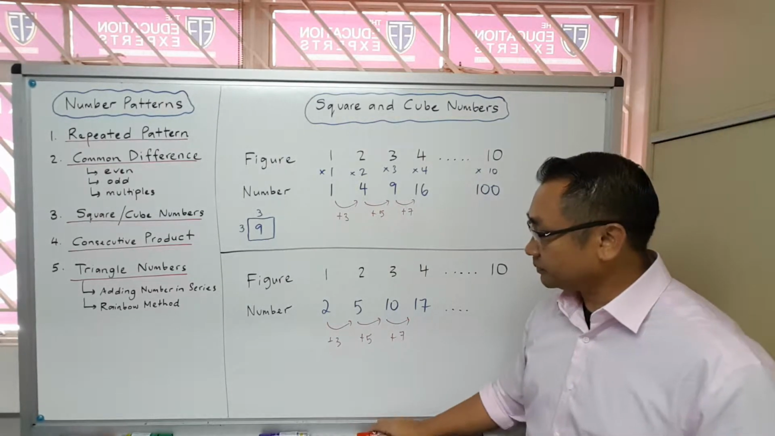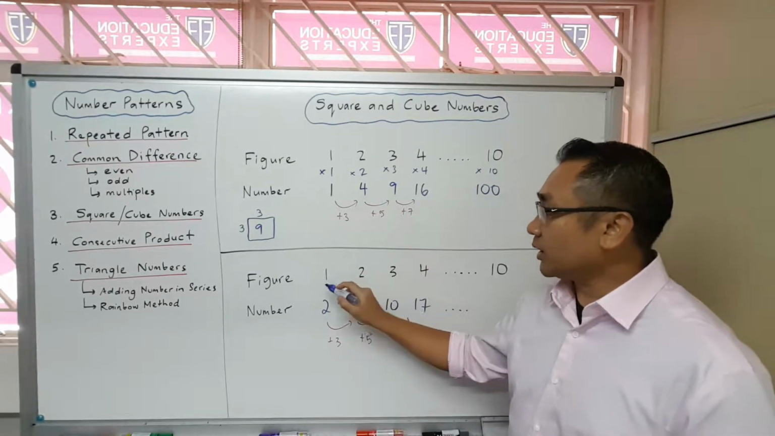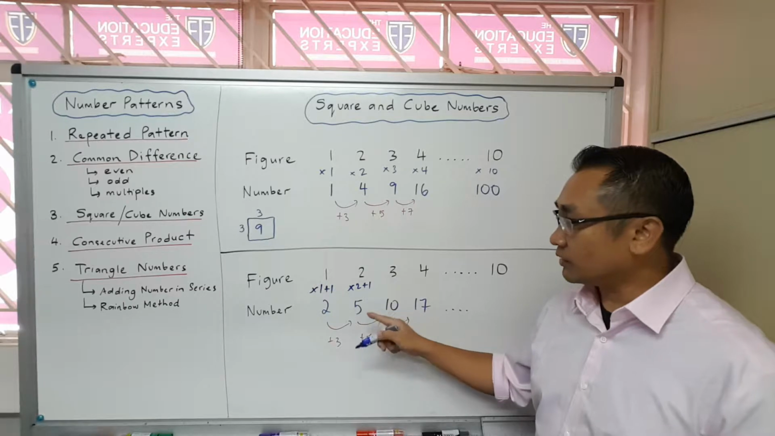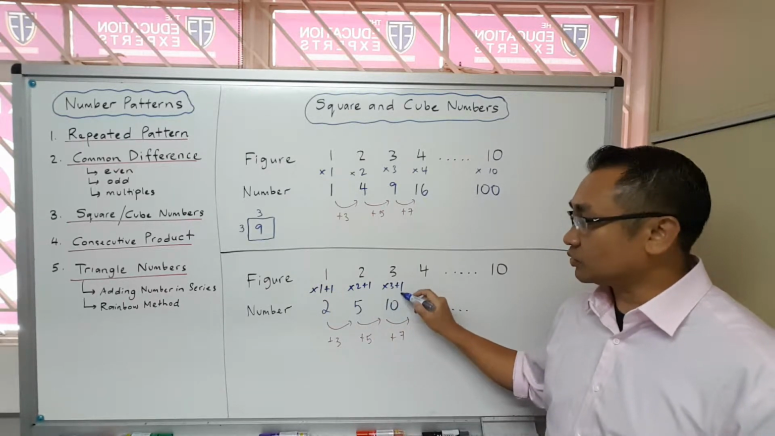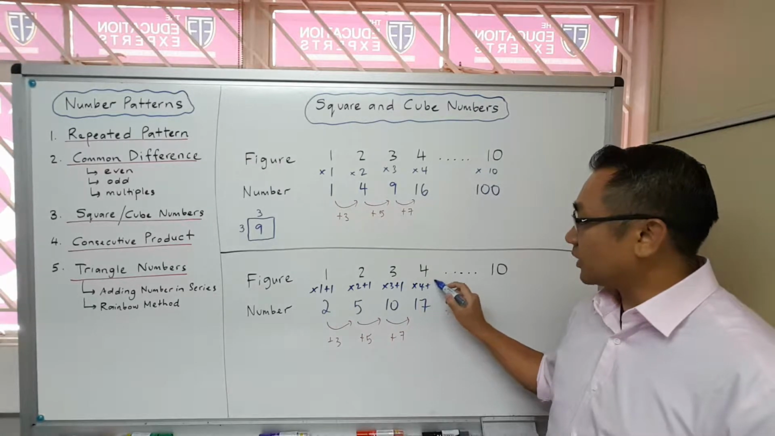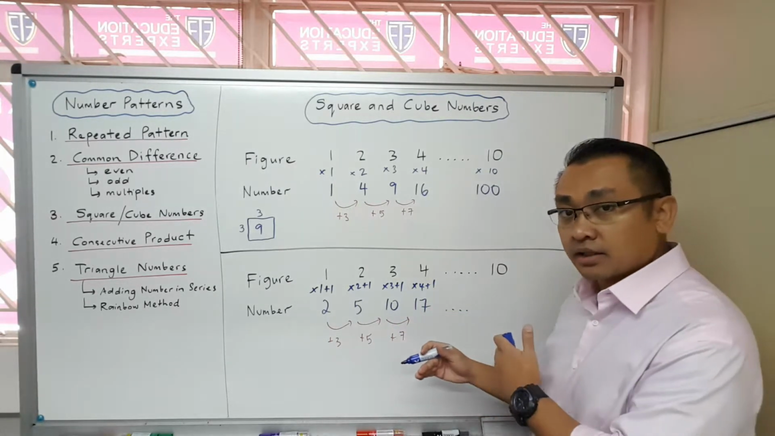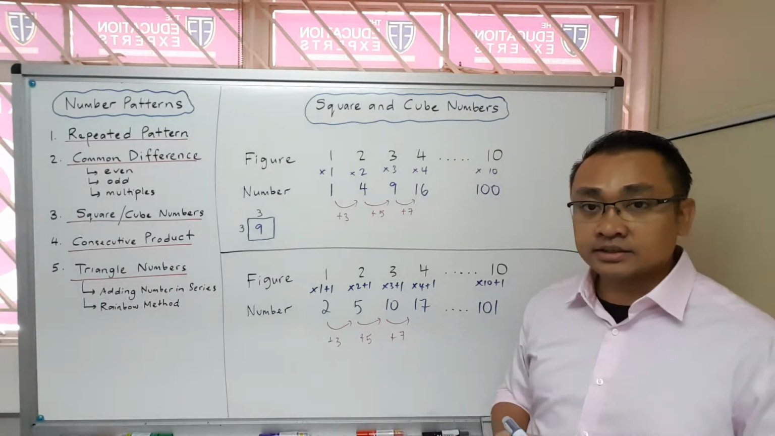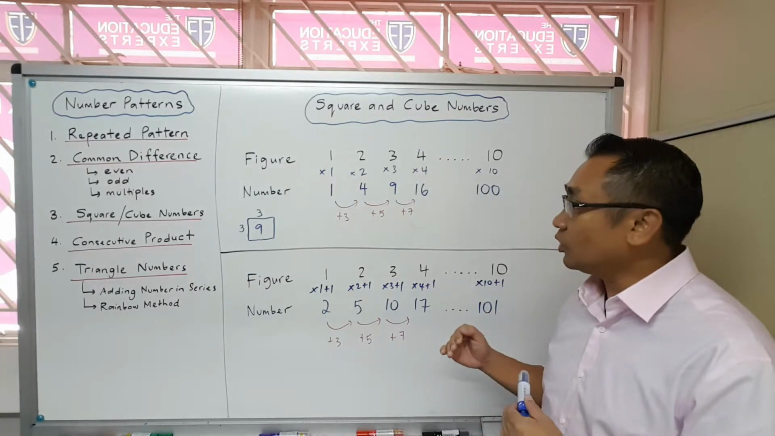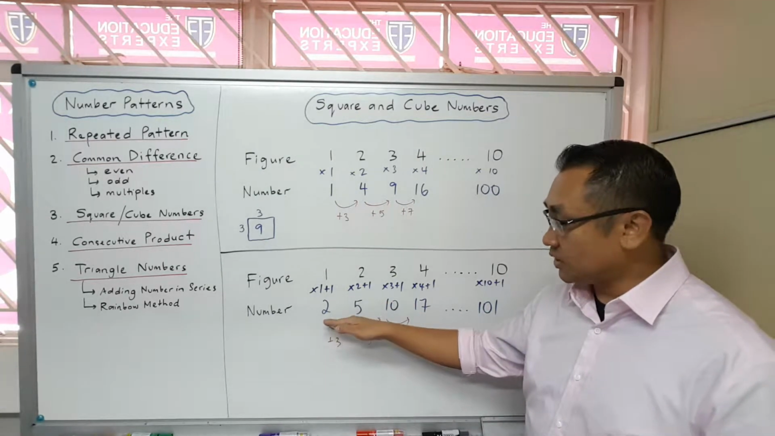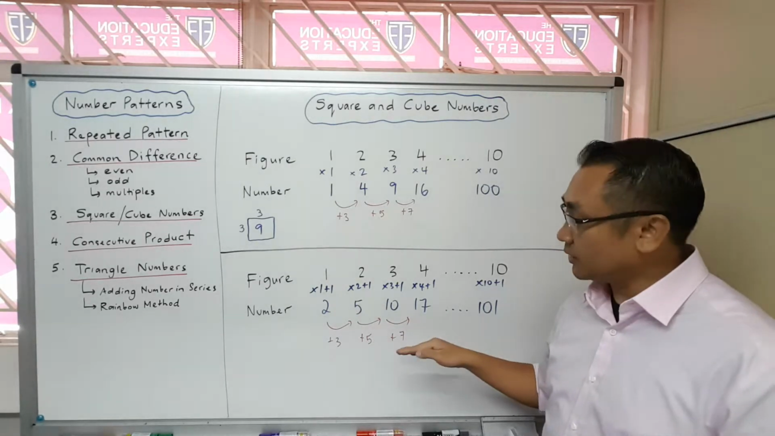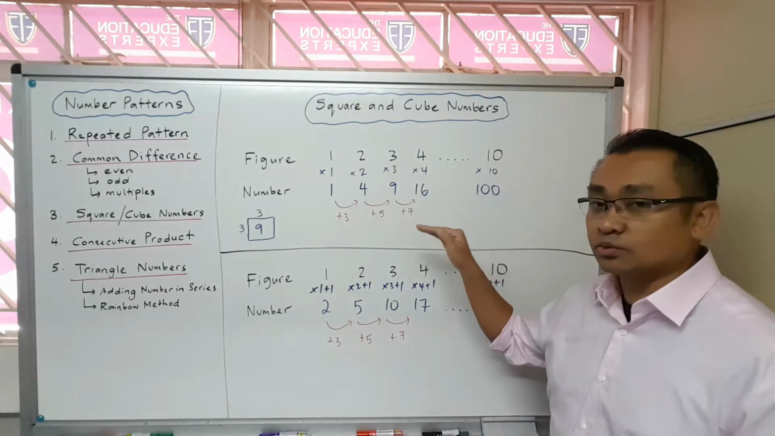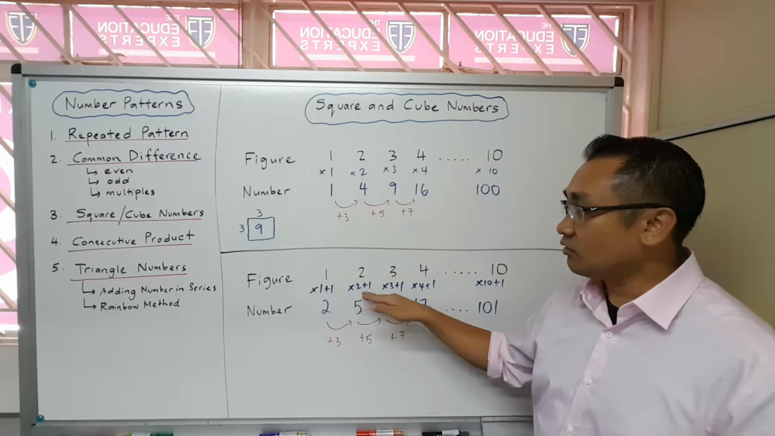So how do we get 2? 1 times 1 is 1, plus 1. 2 times 2 is 4, plus 1 is 5. 3 times 3 is 9, plus 1 is 10. 4 times 4 is 16, plus 1 is 17. So if they want pattern 10, 10 times 10 is 100, plus 1, then the answer will be 101. So this is your square pattern, and sometimes it can be a little bit more difficult, but as long as you see a pattern with increasing odd numbers, usually you are able to use the square pattern to help you find the formula.